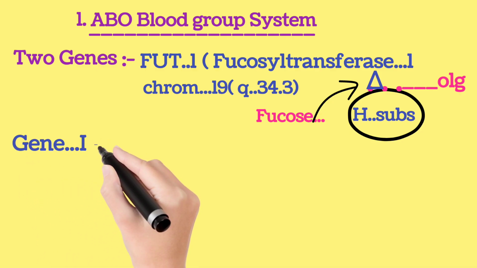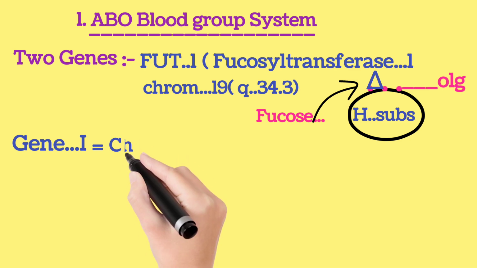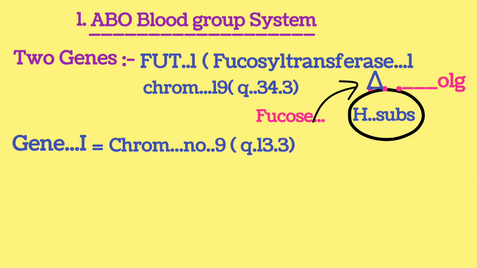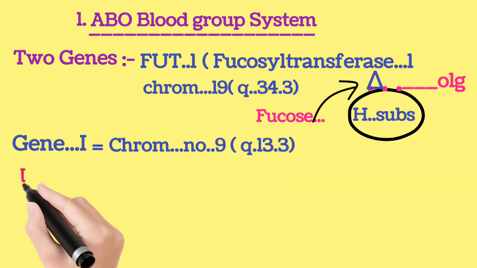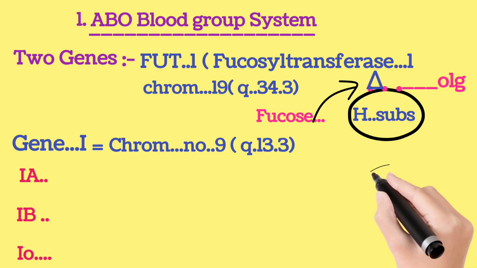Now talking about the second gene, called gene I. Gene I is a very important gene present on chromosome number 9 at Q13.3 chromatid. It has three alleles: IA, IB, IO. So this is an example of multiple allelism. Now how do all these alleles express in different individuals? Let me show you a diagrammatic representation.